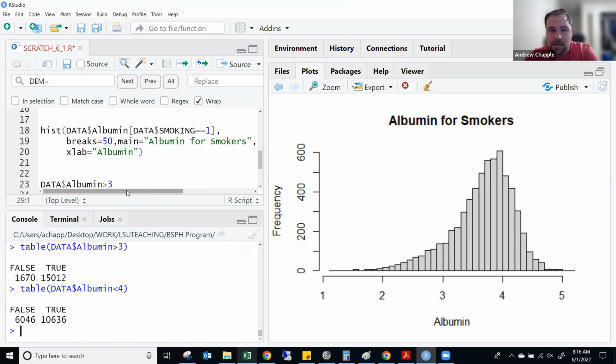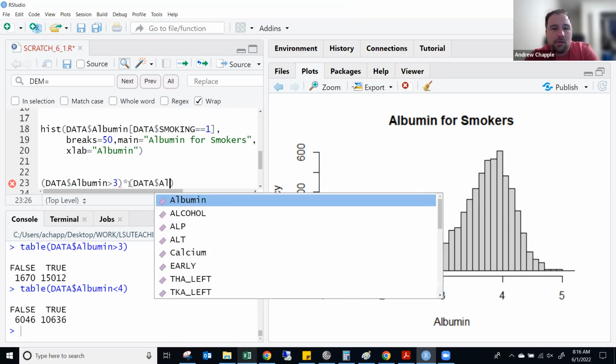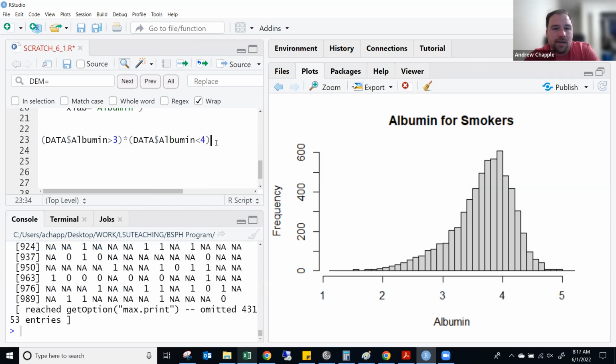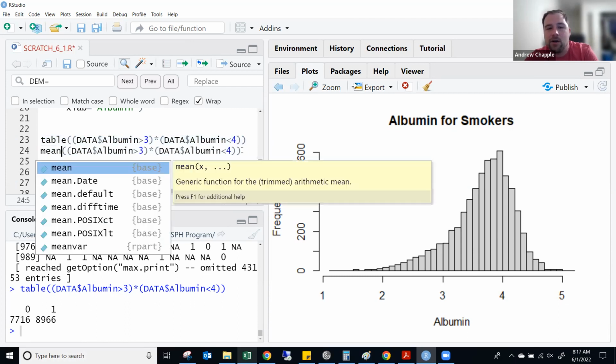If I want to get an indicator for being between 3 and 4, I just need to multiply these things together. So I say data albumin less than 4. And I can table this information. I can figure out how many of these happen. So this is the table. So I can see here that 8,000 values are between 3 and 4, 7,000 are not. And I can take means of this too. So what percent? If I'm going to do a mean here, I need to actually do na.rm equals true.